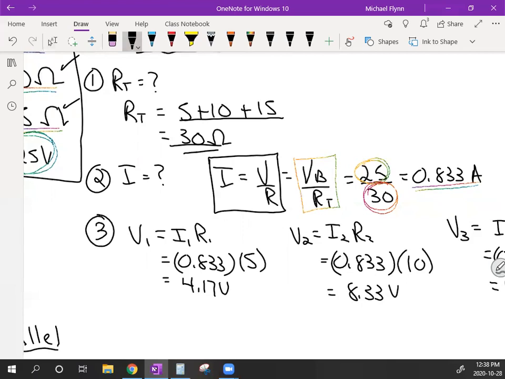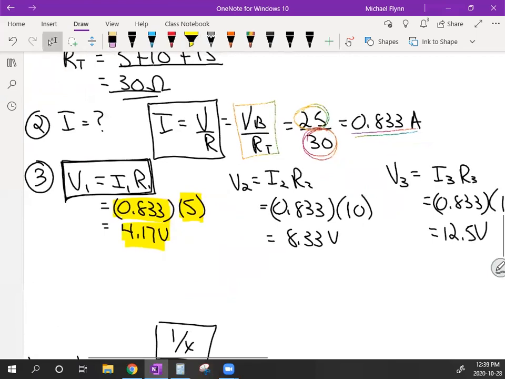What is the voltage across the first resistor, the 5 ohm resistor? I'm just going to use Ohm's law, which is what I put in the box right here. V1 equals I1 times R1. I already know that all the currents are 0.833, so I just multiply it by R1, and I get 4.17 volts. That's how much voltage will be across the first resistor.